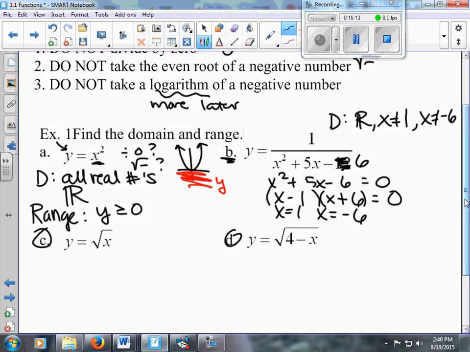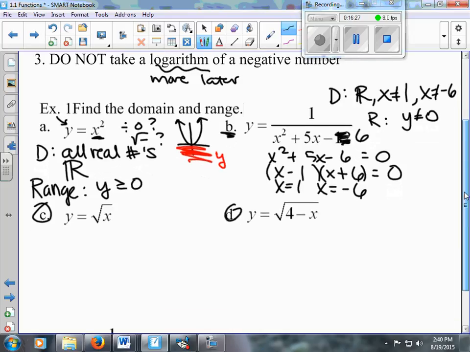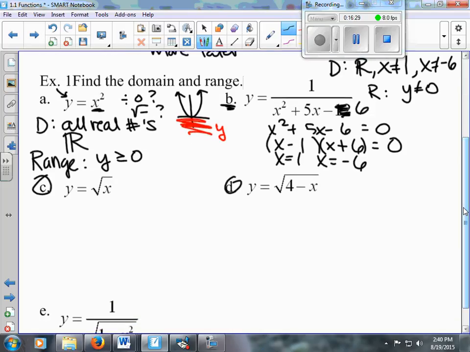We are not going to do the range on this. The range turns out to be everything except 0. But it's kind of tricky to see that. The best way is just to graph it and see. So we'll do more on that later, perhaps. My biggest concern right now is domain.